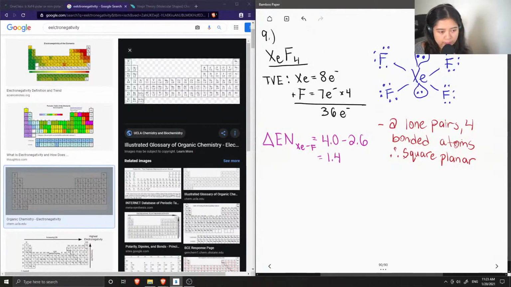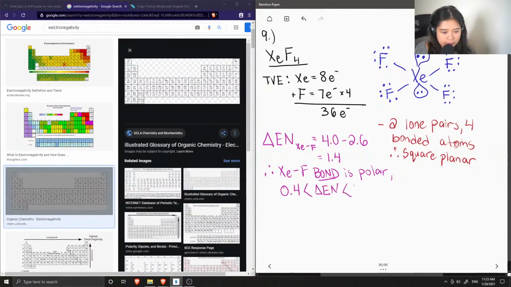So therefore we can say this bond is polar. Xenon-fluorine bond is polar. And we know that because its electronegativity difference is greater than 0.4, but less than 1.67.